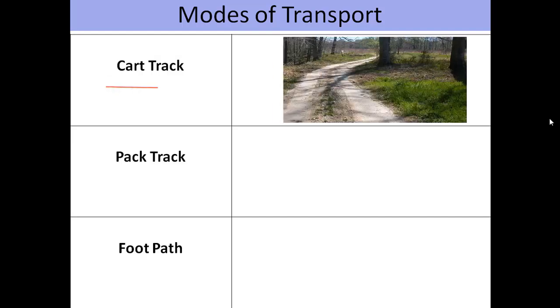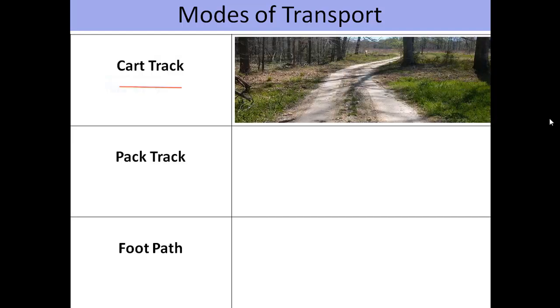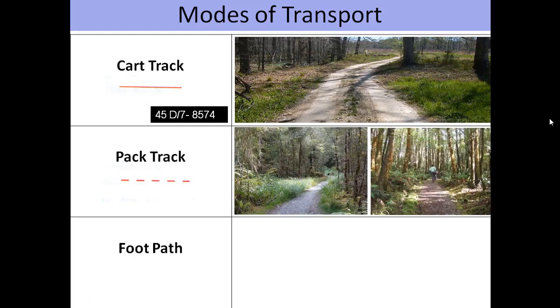First, cart track. A single red line drawn on a topographical map represents a cart track. One can see the example in 45D7, grid reference 8574. The second mode of transport in topographical map is backtrack. It is drawn with the help of a single broken red line. One can see the example in 45D7, grid reference 9781.